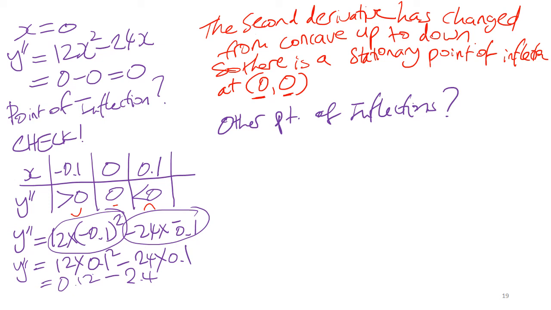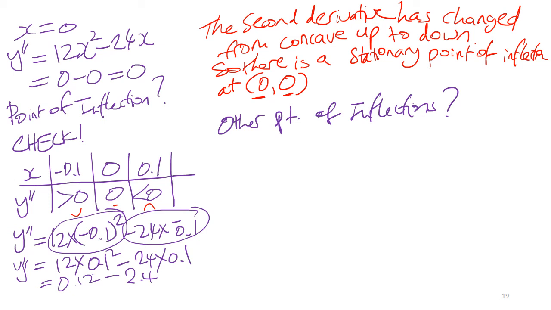We know we have already found all the stationary points, but there could be some points of inflection which are not stationary, right? They won't have 0 gradients, but they are still points of inflection. How do we find the points of inflection? What do we use? Well, we use the second derivative, right?